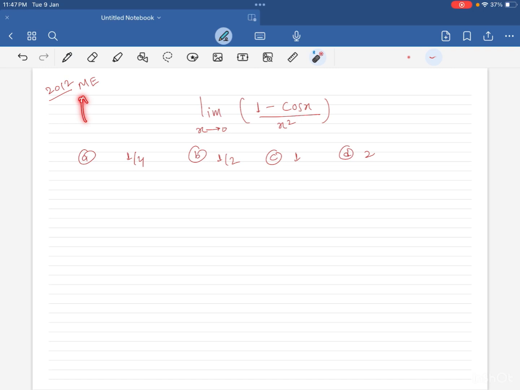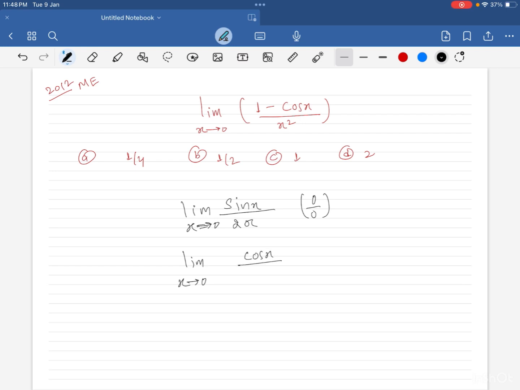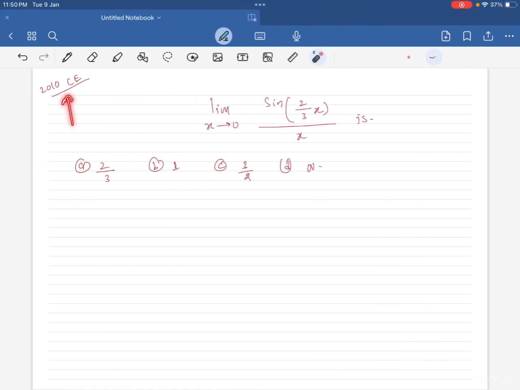So this question is from ME. If you put limit x to 0, 1 minus 1, that is 0 divided by 0. So this is 0 by 0 form, and you can apply the L'Hopital rule. What you are going to get is sin x divided by 2x, limit x tends to 0. Now again this is a 0 by 0 form, so you can differentiate again. Limit x tends to 0, the derivative of sin x is cos x, divided by 2. Now you can put the limit, so it is going to be 1 divided by 2, that is B. This question is from CE 2010.